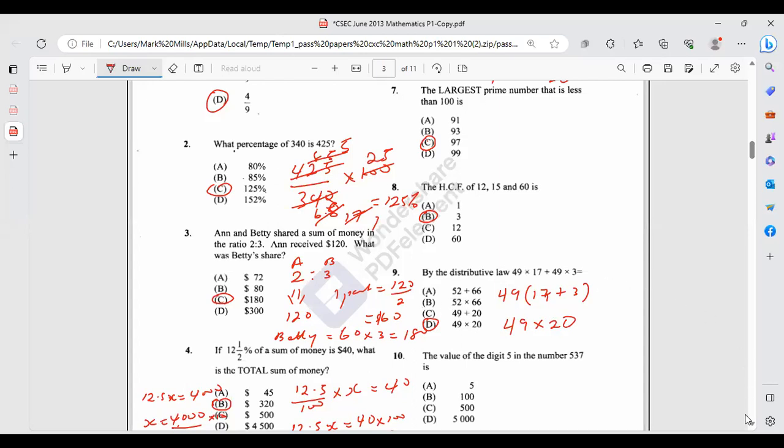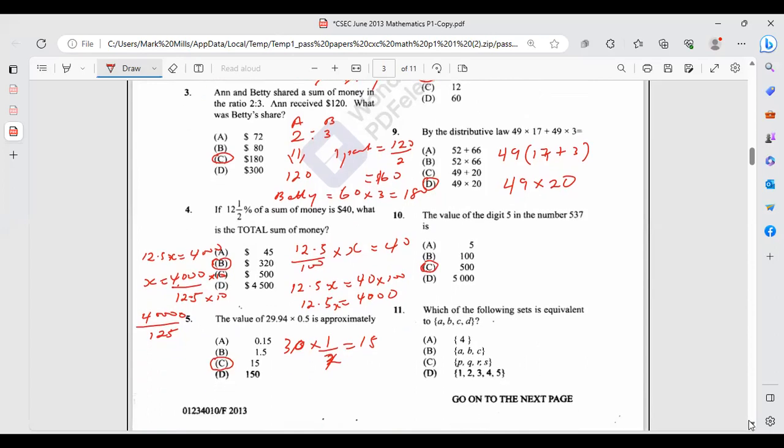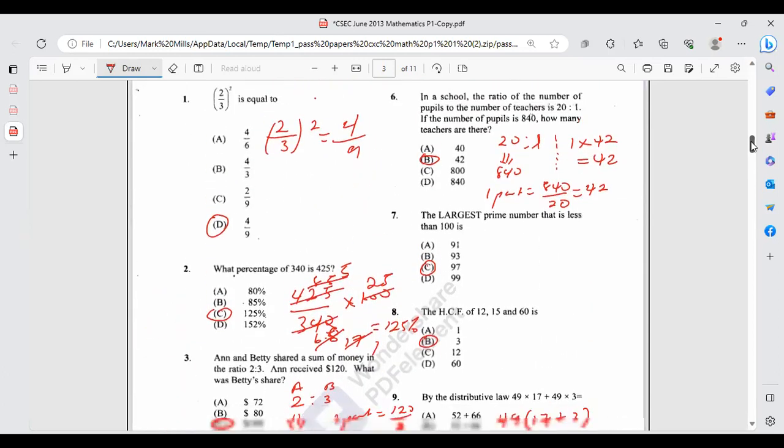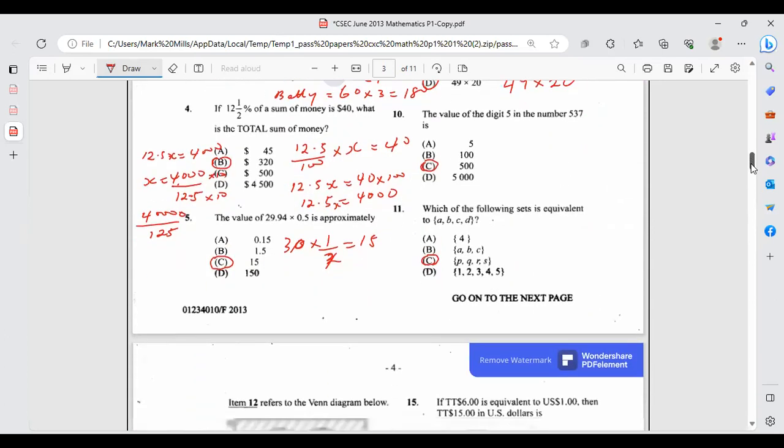All right, let's go. Number 10. The value of the digit 5 is 500. Number 11. Which of the following is an equivalent set to PQRS? C. Sir, C. All right, C. Any question from 1 to 10? We go so far from 1 to 10. All right, so let's move on.